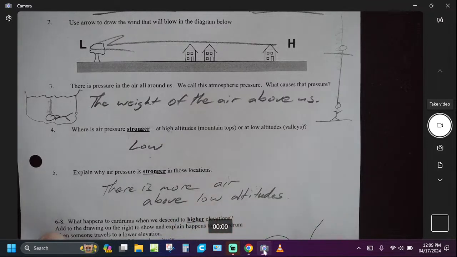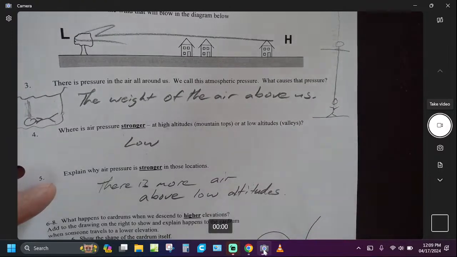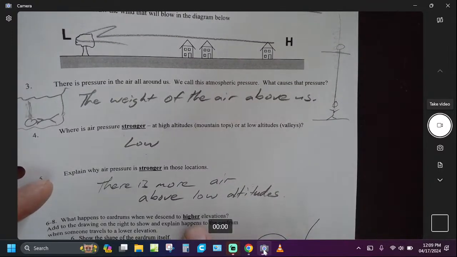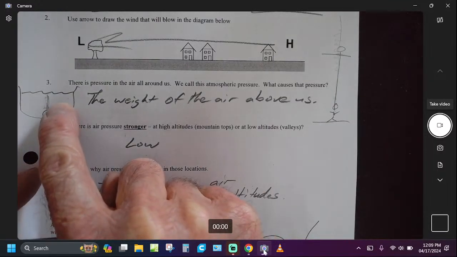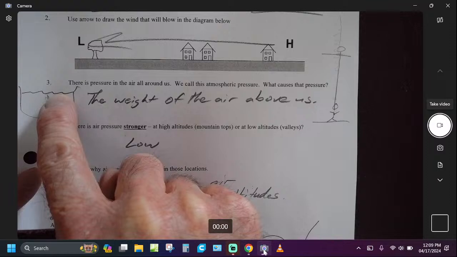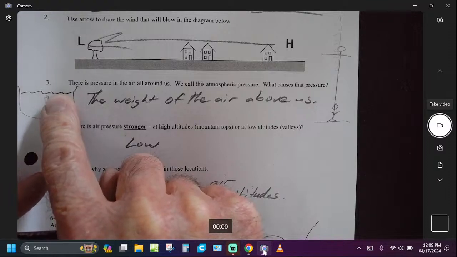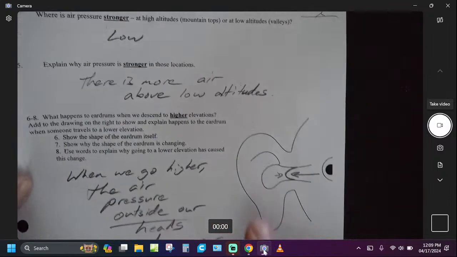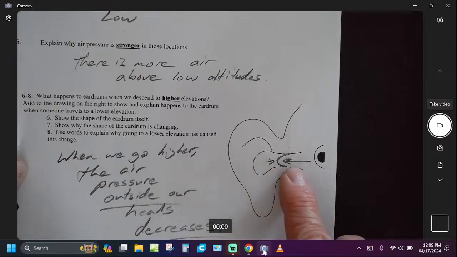So this is just one way to say it. The eardrum thing is complicated. You have to put together a couple of things so far. If you go to a higher elevation, like in the water, if you go higher up, what does that do to the pressure around you? Does it get stronger or weaker? Weaker. So the pressure outside your head is going to get weaker. So it's going to look like this. The pressure outside your head is weak, and the pressure inside your head is strong, and your eardrum gets stretched out.